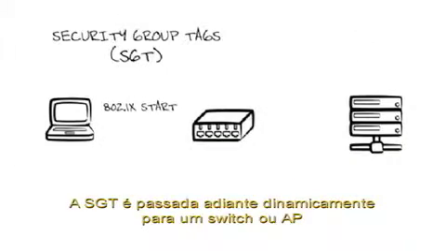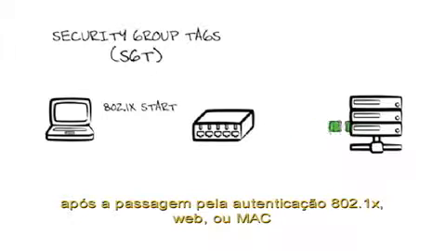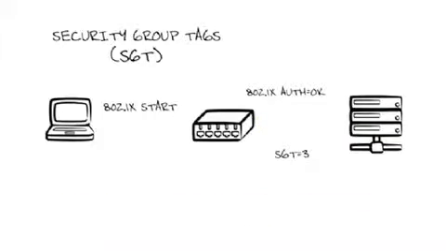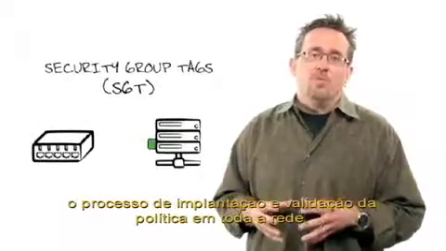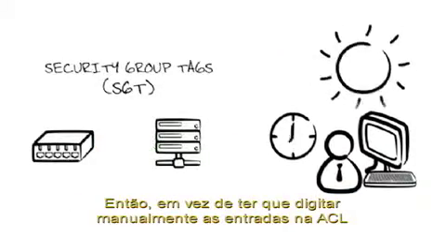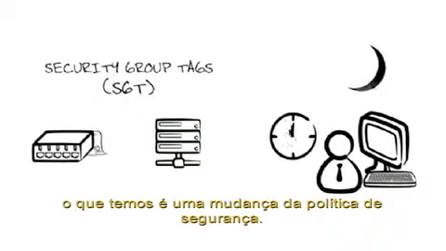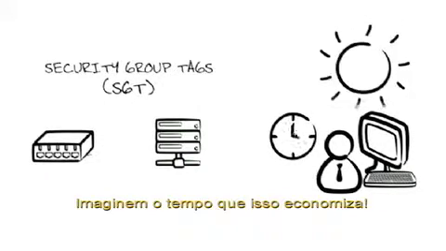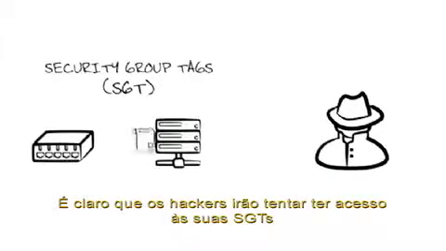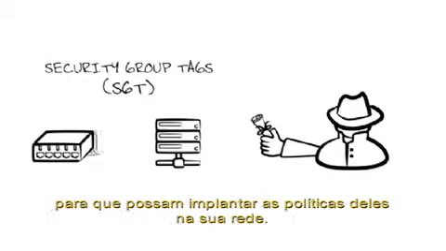An SGT is passed along dynamically to a switch or an AP after either 802.1X, web authentication, or MAC authentication bypass, which would happen with the RADIUS vendor-specific attribute. SGTs dynamically automate the process of network-wide policy deployment and enforcement. So instead of manually typing entries into an ACL every time we have a security policy change, I mean, think about the time that's going to save. Of course, any hacker worth their salt is going to try and put their hands on your SGTs so they can deploy their policies in your network.